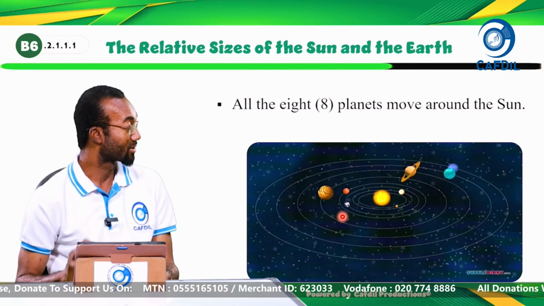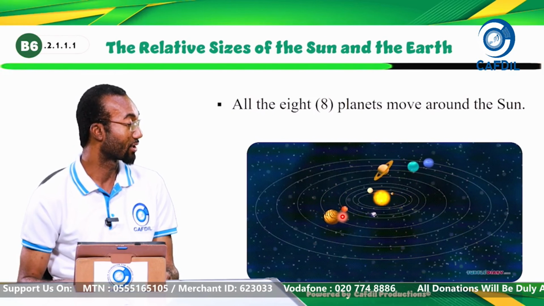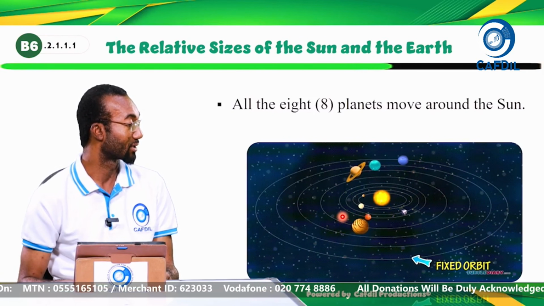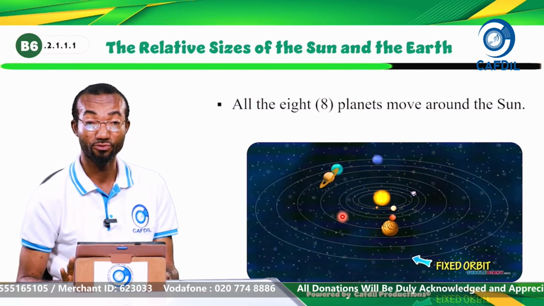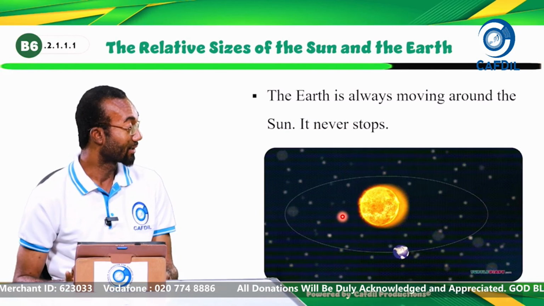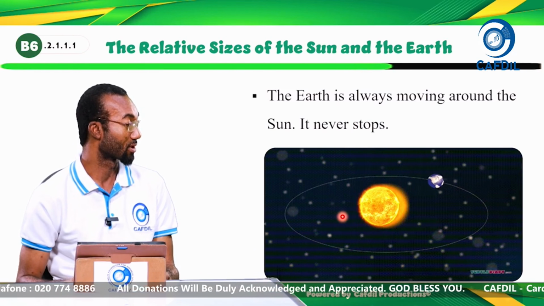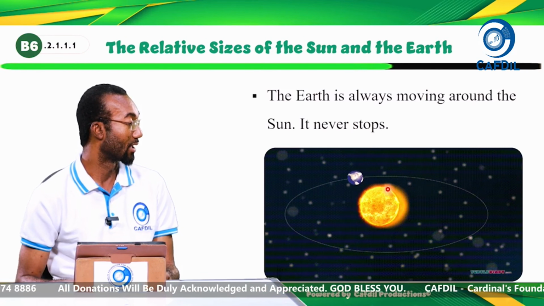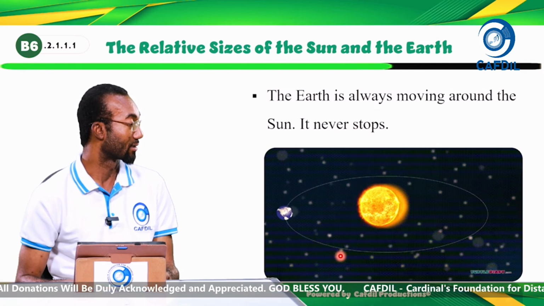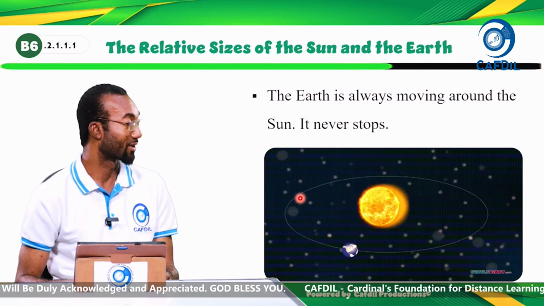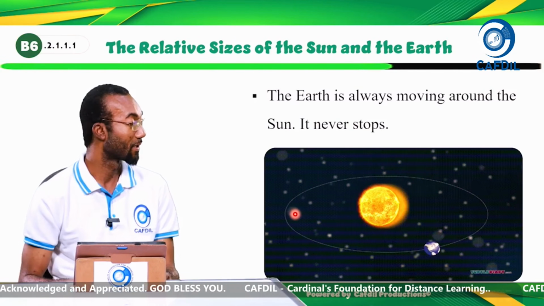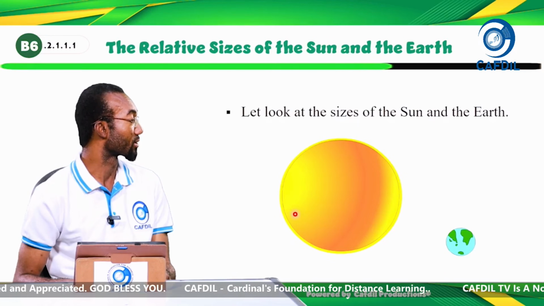All the 8 planets move around the sun, as you see, but the sun does not move. The earth is always moving around the sun. It never stops. So this is the sun, and this is the earth. The earth is always moving around the sun, just like the other planets, and it never stops.